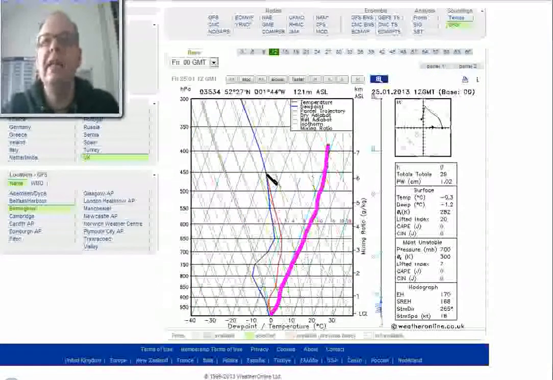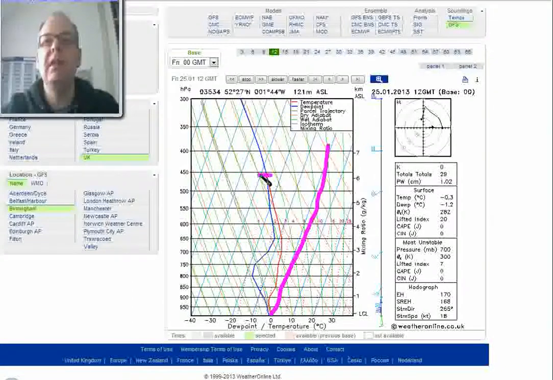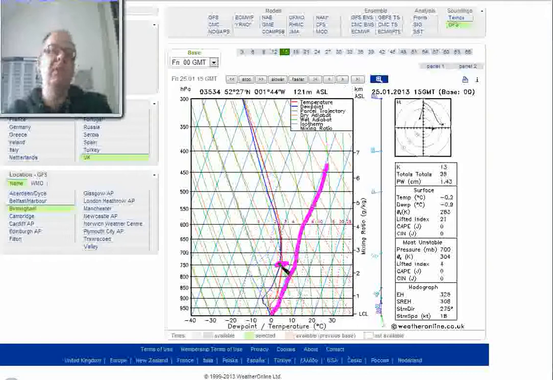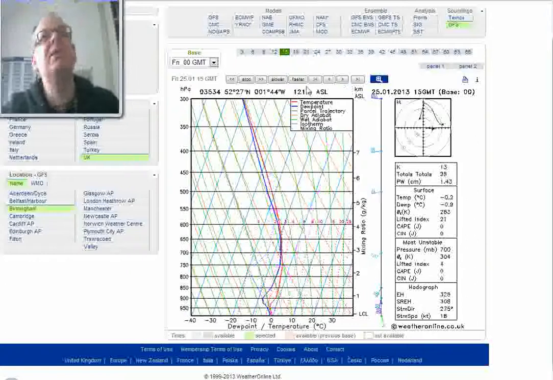This dew point and temperature line coming together here signifies the high cloud coming in on the frontal system. At 3 o'clock this afternoon, everywhere is still below freezing, look, but we've got a cloud base of about 750 millibars, which is around about 9,000 feet. Not particularly thick at that time, still below freezing, and probably no precipitation.